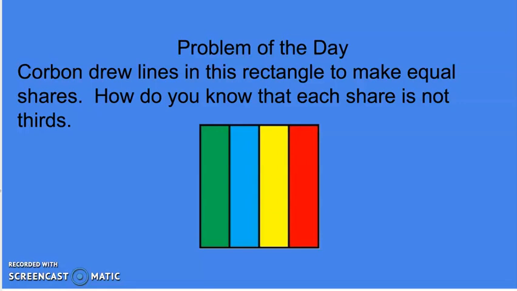Okay, let's take a close look at the problem. Now here we have a rectangular shape. And this rectangular shape is divided into fourths. Because it's divided into four equal groups, and we know that a third would have to be divided into three equal groups, right away it clearly shows that this is not divided into thirds. Okay, so let's go to the next slide.